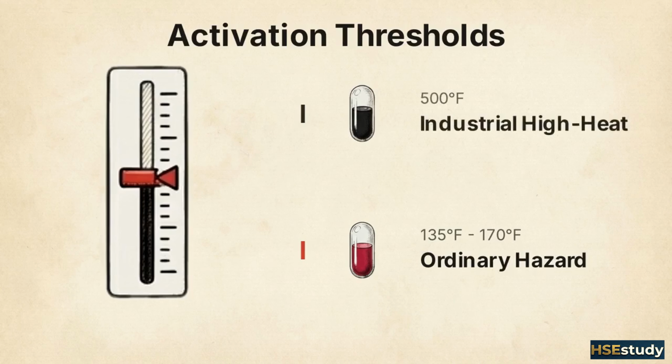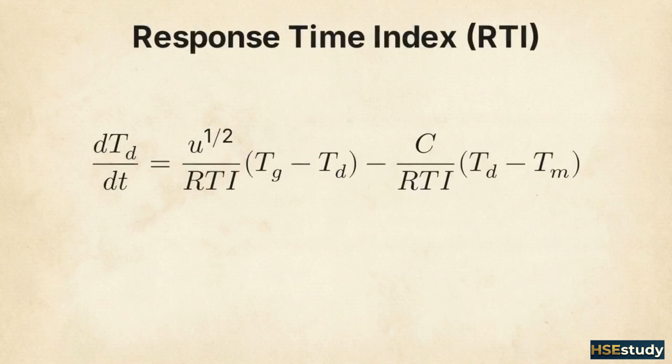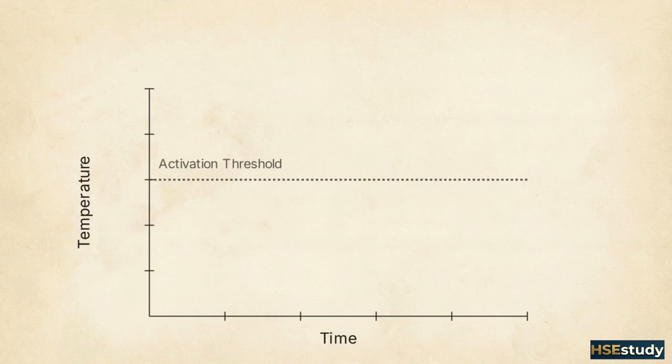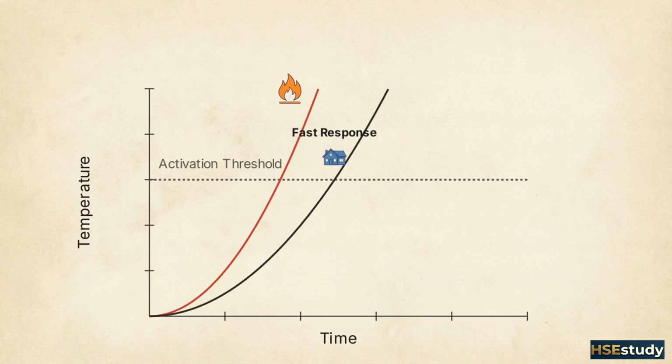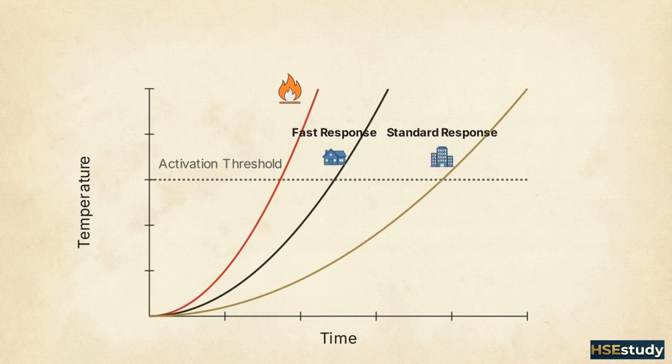Activation speed is determined by the Response Time Index, or RTI. RTI is a measure of the sensitivity of the thermal element in relation to the velocity and temperature of the fire plume. Elements with low thermal mass have a low RTI, classifying them as fast response for residential settings. Higher mass elements are standard response, allowing more time for multiple heads to open in large commercial spaces.